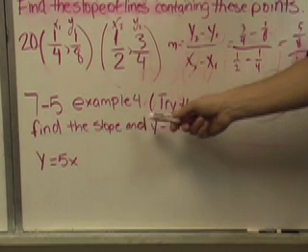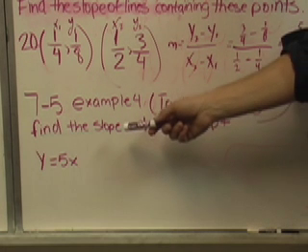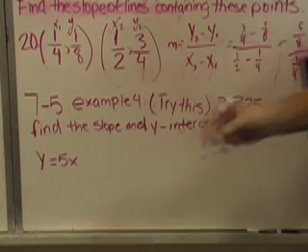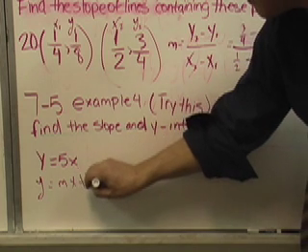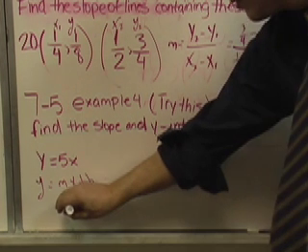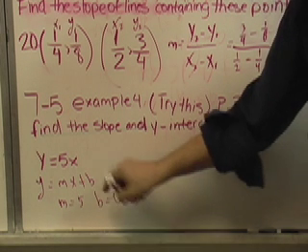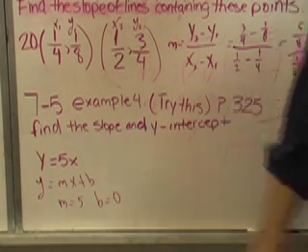Okay, so on this one, 7-5, page 325, they want you to find the slope and y-intercept for y equals 5x. Well, y equals mx plus b, all right? And your m is equal to 5. There's your slope. B is equal to 0, because there is no y-intercept. That's what's missing. There's nothing there, so it's 0.